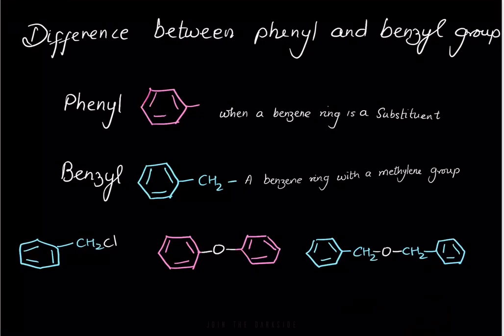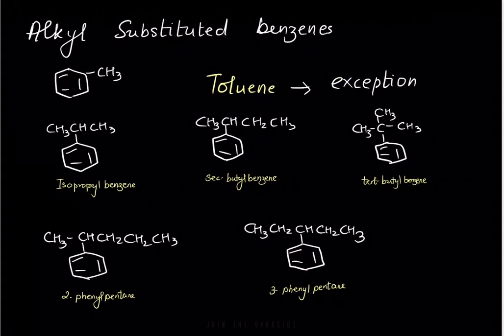I hope it's clear. Now let's go on to the alkyl substituted benzenes. With an exception for toluene, all of the alkyl substituted benzenes are going to be named with the parent name benzene, and you're going to put the alkyl group in front of the benzene.